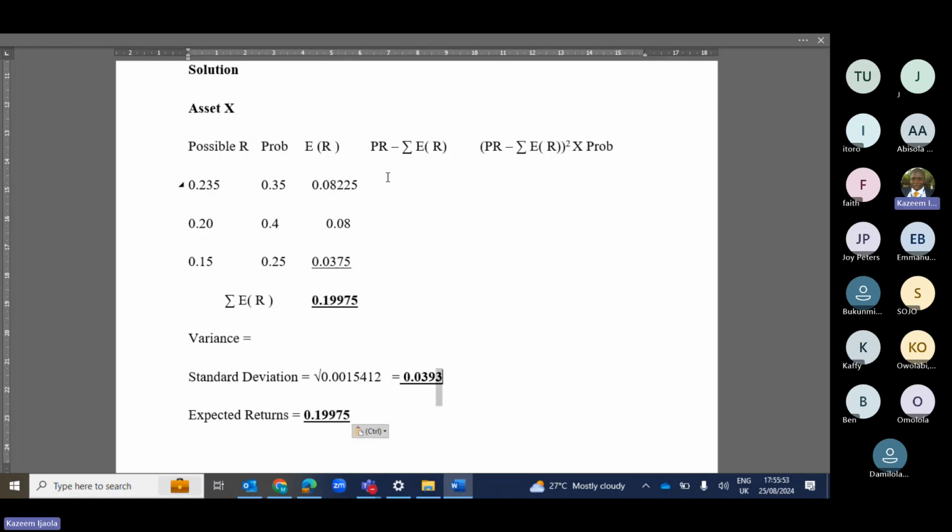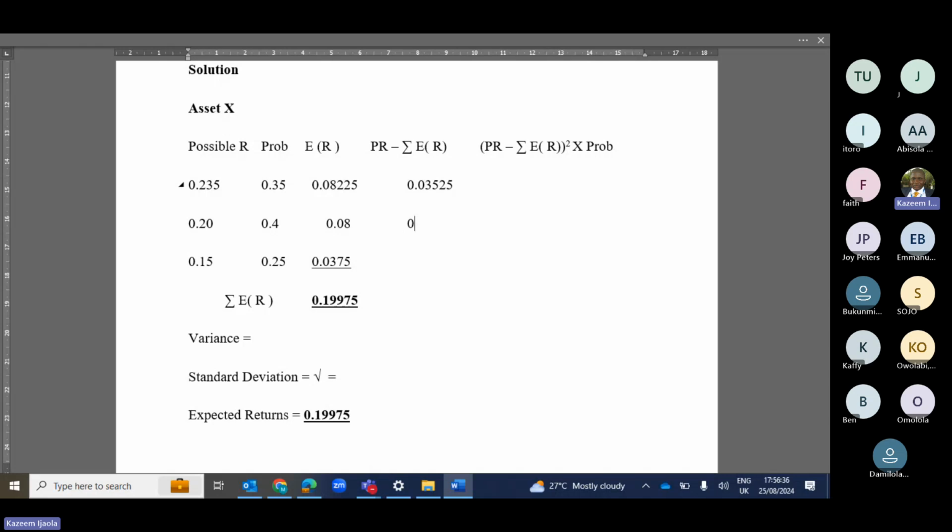Now let's do the standard deviation for the asset B itself. What was the standard deviation? You just do your possible return minus this expected return here. You put it here first. So we have 0.235 minus 0.19975. What do we have? 0.03525. Then the second one is 0.2 minus 0.19975.